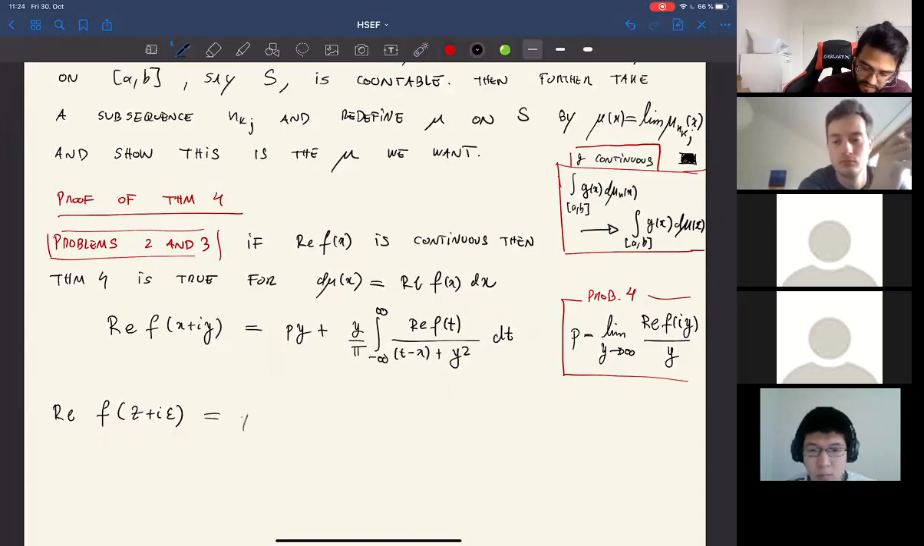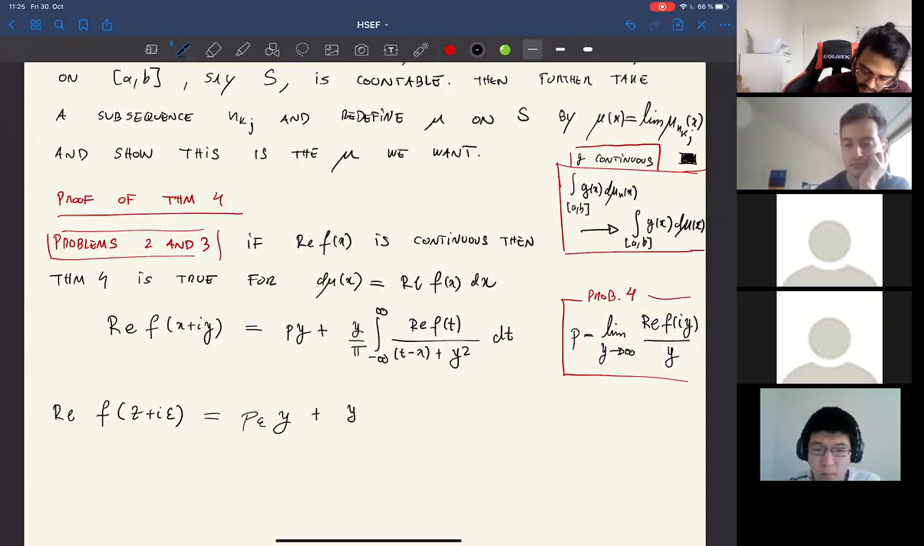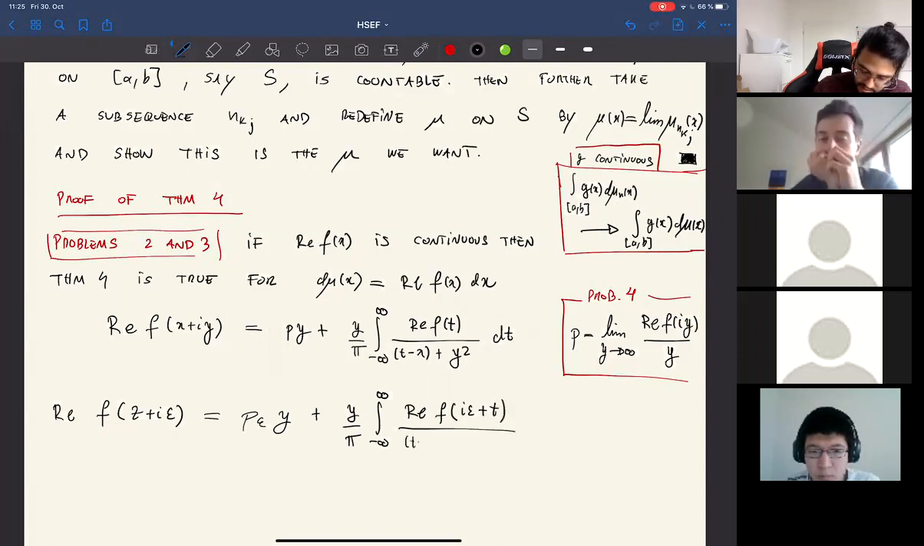So then there will be a p epsilon here, a y plus y over pi, integral from minus infinity to infinity of the real part of f of i epsilon plus t divided by t minus x, oh, this is a square here, squared, dt. Okay. So this is for every y positive.